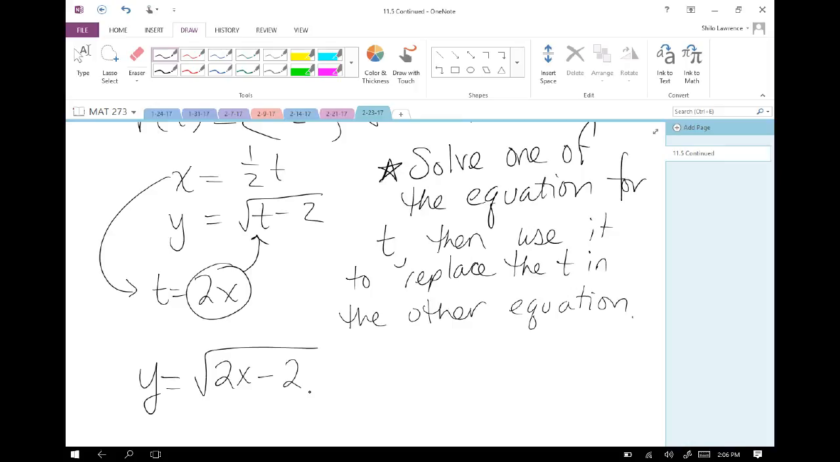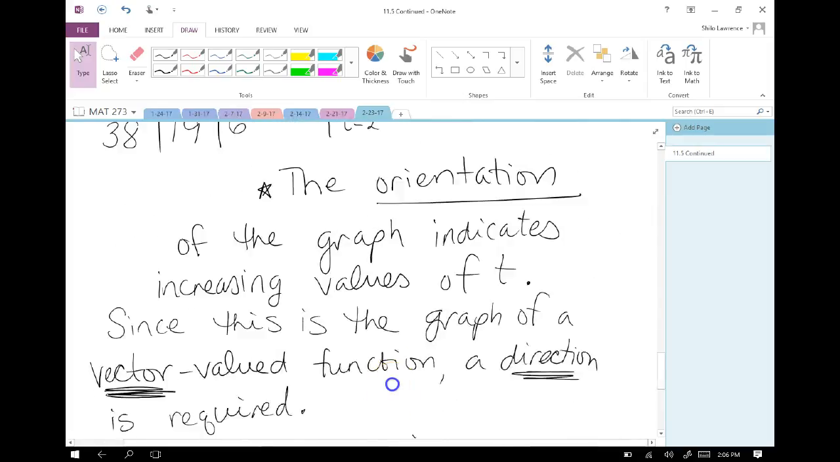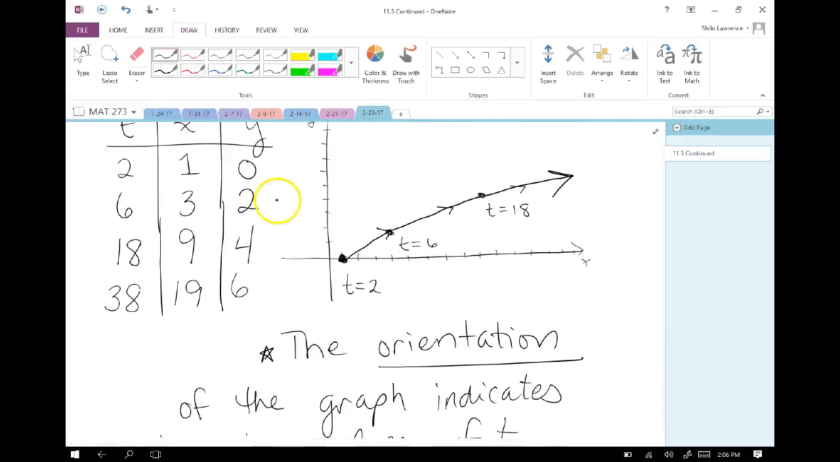Just from the standard viewing window, I do see it goes through the point 1, 0, just like ours does. And then if I look at the table, it goes through 3, 2. Did we have 3, 2? Yep, we had 3, 2. And it goes through 9, 4. Goes through 19, 6. Yep. Same graph.